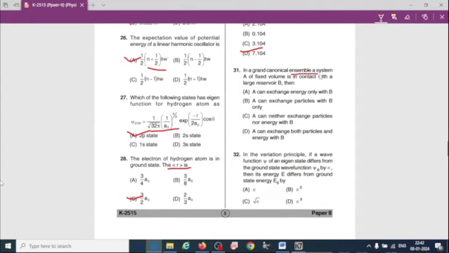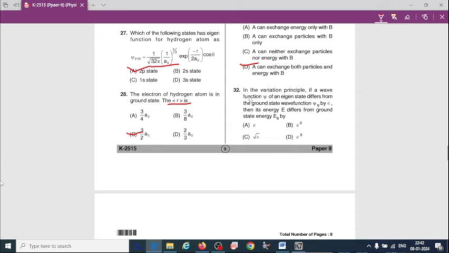In a grand canonical ensemble, a system A of fixed volume is in contact with a large reservoir B, then option D, A can exchange both particles and energy with B. In the variation principle, if a wave function psi of an eigenstate differs from the ground state wave function psi naught by epsilon, then its energy E differs from ground state energy E naught by option B, that is epsilon square.